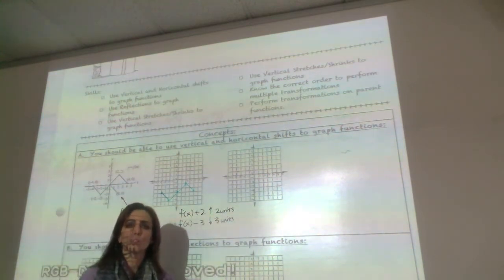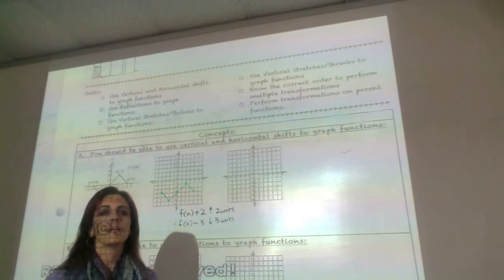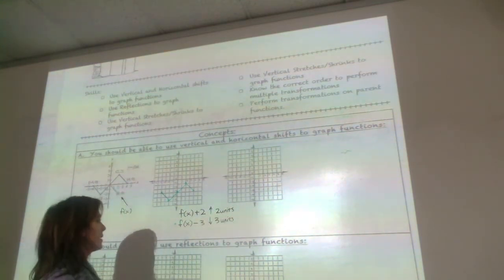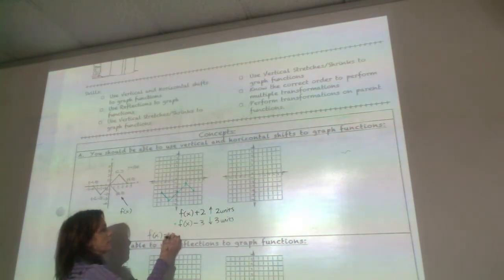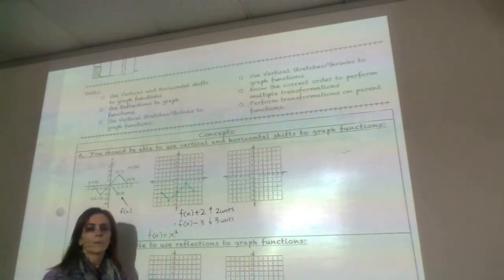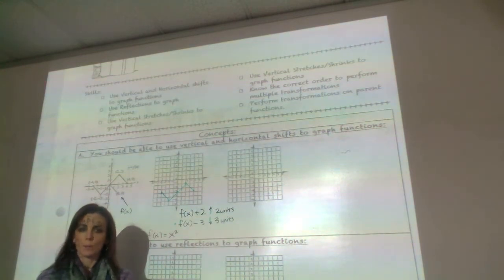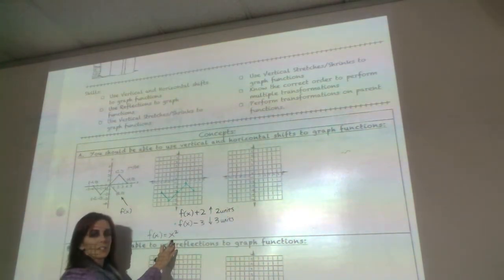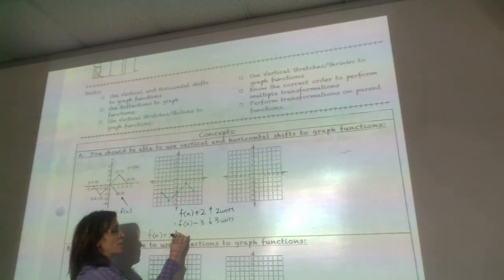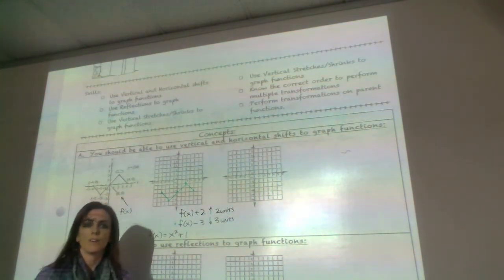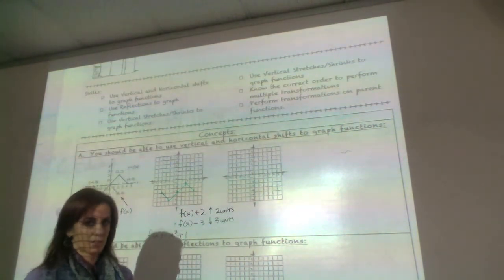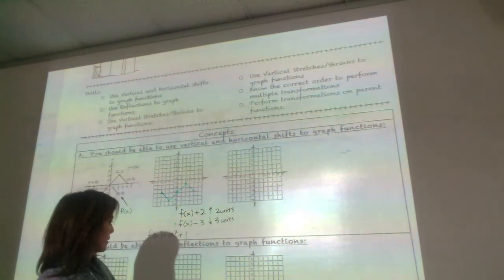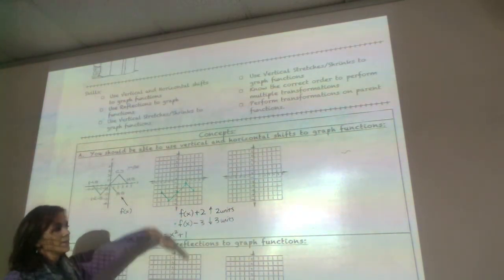This also holds true if you've got one of our many parent functions. Let's say I had f of x is equal to x squared. Well, we know that's a parabola with a vertex at the origin. If I wanted to shift it up or down, I would just add or subtract a constant value. So plus 1, minus 5, whatever. Okay, we could do that with absolute value. We could do that with a linear function, whatever we wanted to do. Okay? So that takes care of up and down.